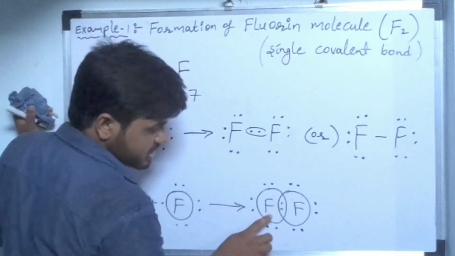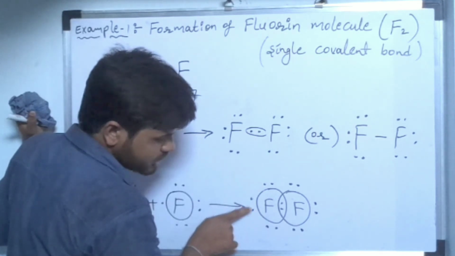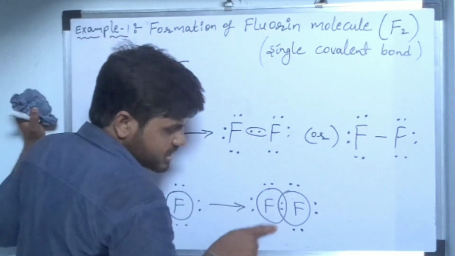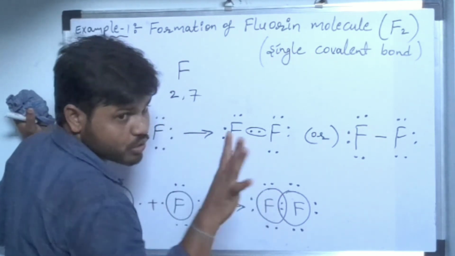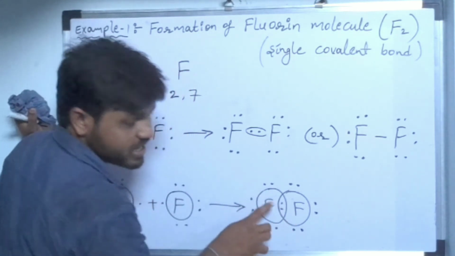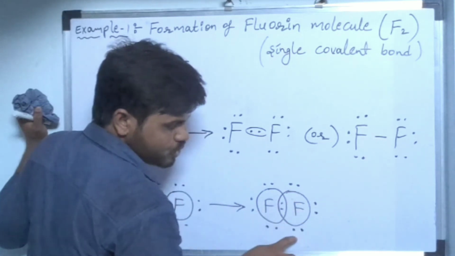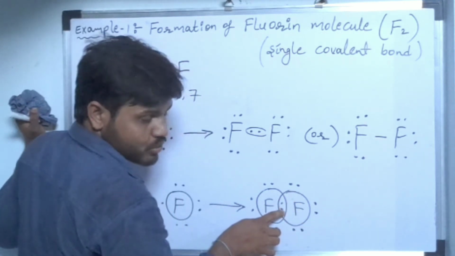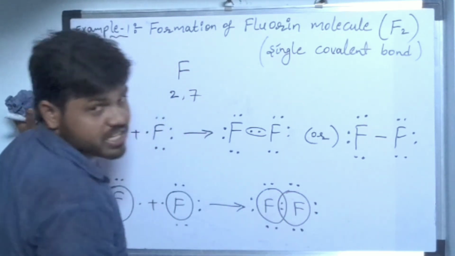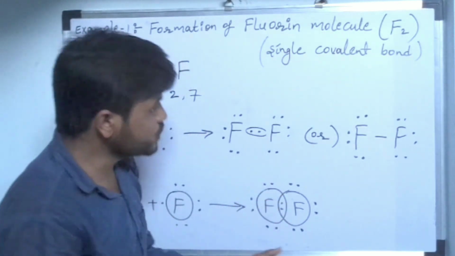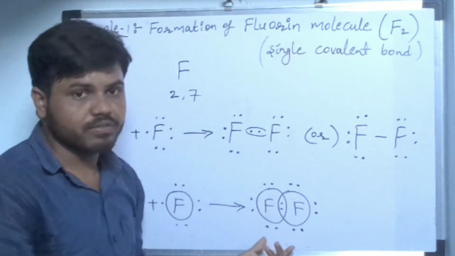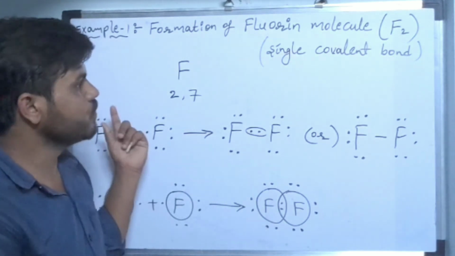Now see this diagram. 2 electrons, 2 electrons, 2 electrons, total 6. In this common area, 2 electrons, total 8. This fluorine atom is getting octet configuration. Another fluorine: 2, 2, 2, 6. In this common area, 2 electrons. Total how many? 8 electrons. In this way the fluorine molecule forms by using two fluorine atoms.